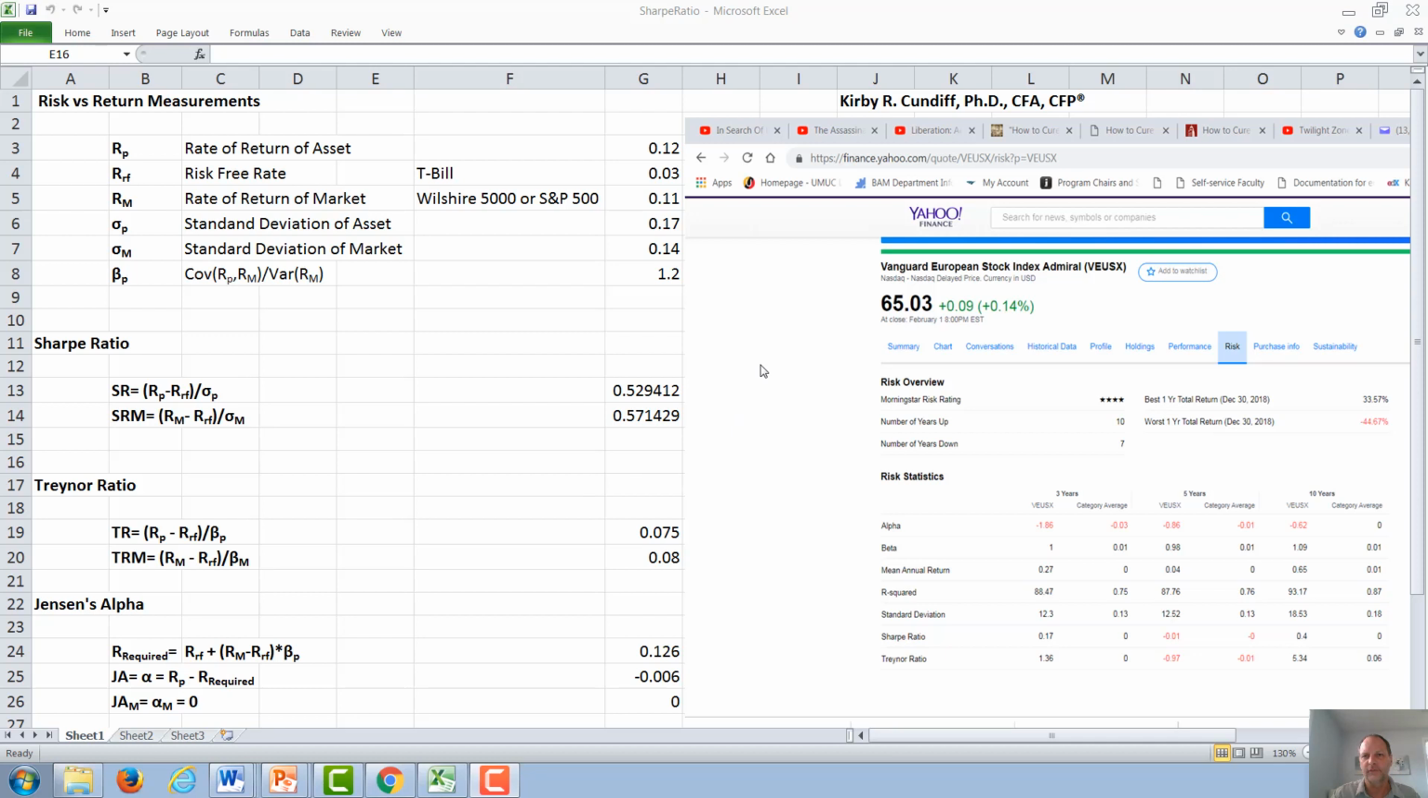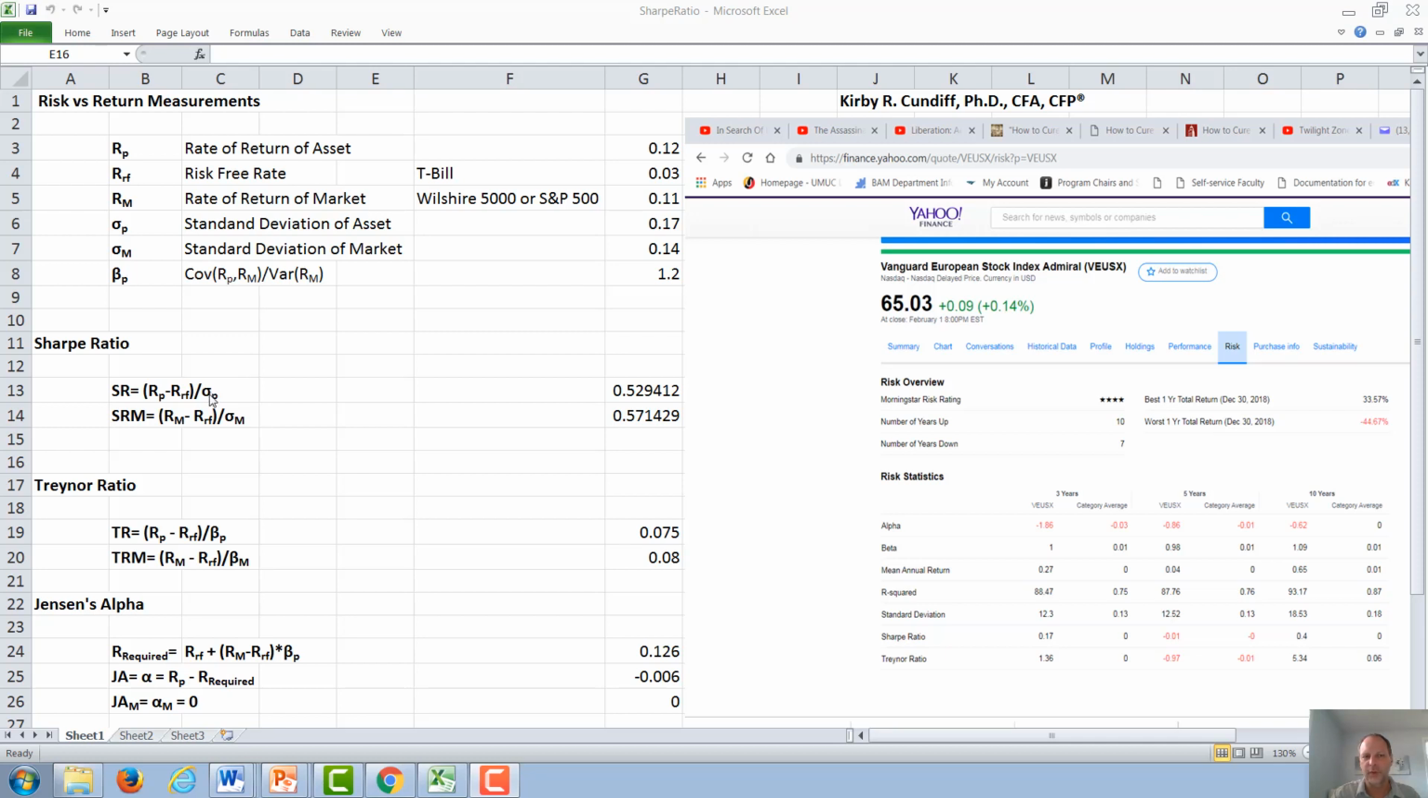Information for various investment portfolios of these types of measurements can be found at places like finance.yahoo.com. Again, here I use the example of a Vanguard investment fund, the Vanguard European Stock Index Fund. And it shows alpha (Jensen's alpha is commonly shortened to alpha), beta, the standard deviation, the Sharpe ratio, and the Treynor ratio. So for a Sharpe ratio, we want it to be as big as possible.